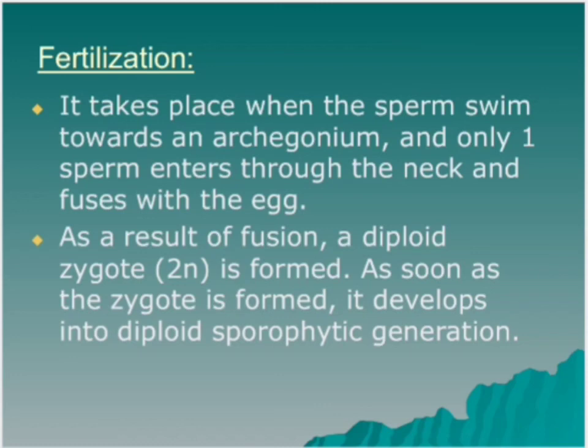Now, fertilization. The fertilization process takes place when the sperms swim towards an archegonium and only one sperm enters through the neck and fuses with the egg. As a result of fusion, a diploid zygote is formed. As soon as the zygote is formed, it develops into the diploid sporophytic generation.